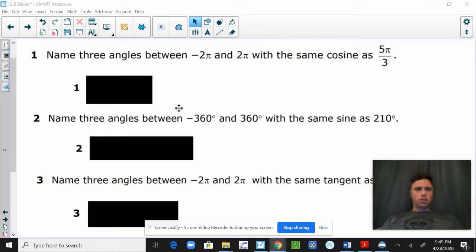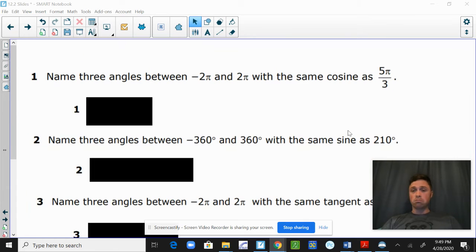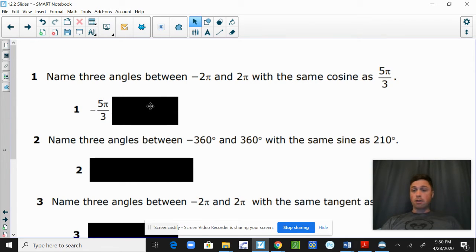Well, first thing I'm going to do is just reference my identity, right? The cosine of an angle is equal to the cosine of the negative of that angle. So if positive 5 pi over 3 has this cosine, then the cosine of negative 5 pi over 3 is going to have the same value. So that's all I have to do. Just tack on the negative 5 pi over 3. That's my first answer.